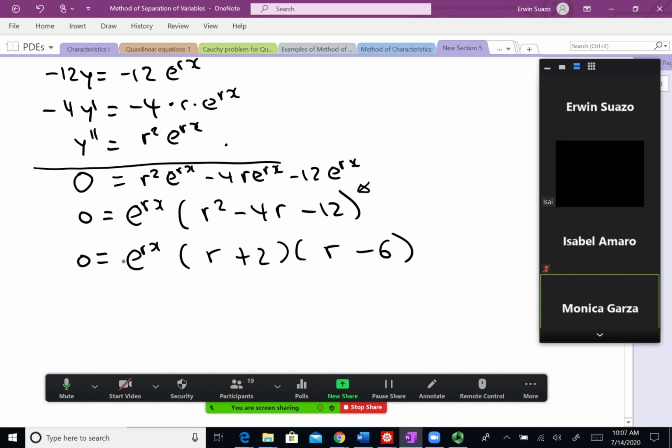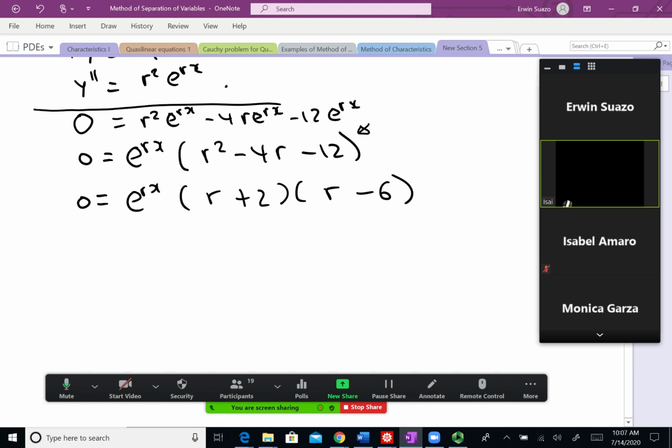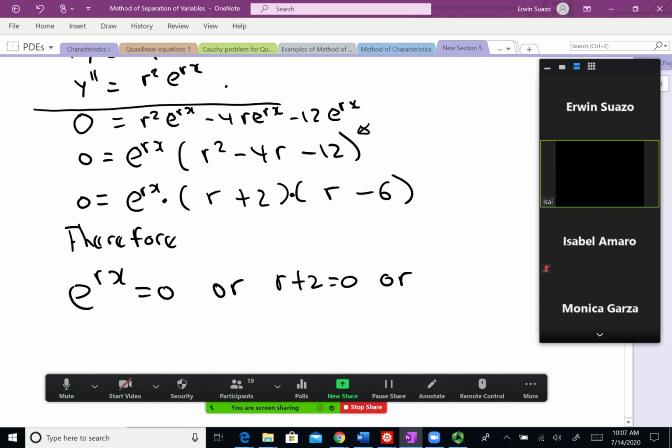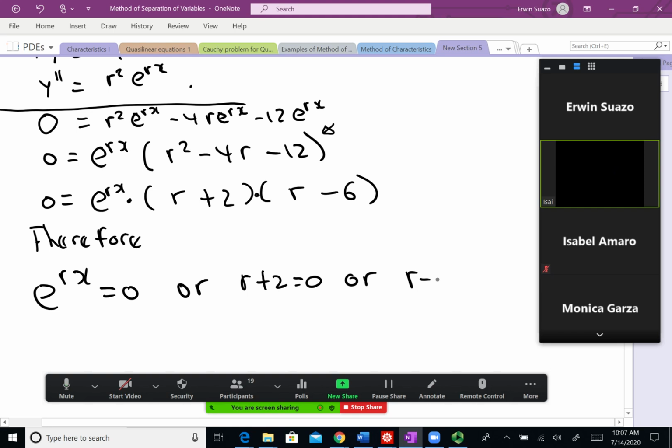So now you have 0 equals e to the rx times this times this. So from calculus 1, you know that if the multiplication of three numbers, or two numbers, is 0, one of them has to be 0. So from here, you conclude the following. You have e to the rx is 0, or r plus 2 equals 0, or r minus 6 equals 0.